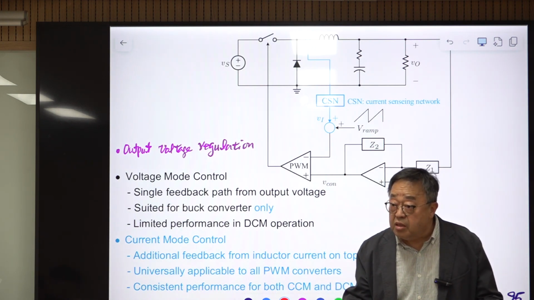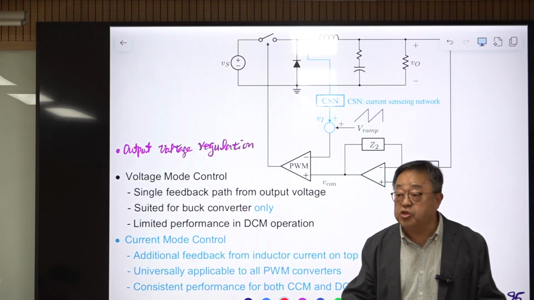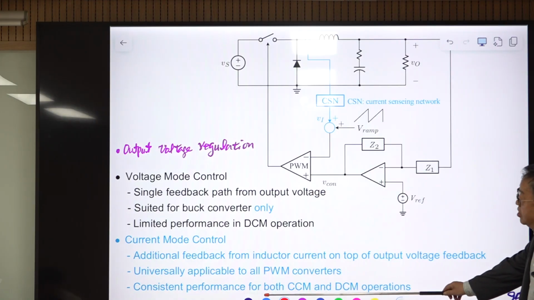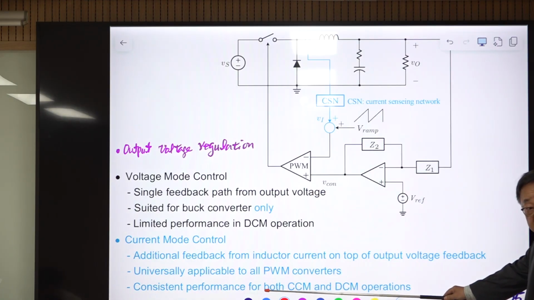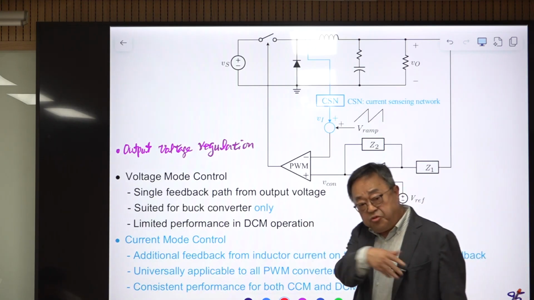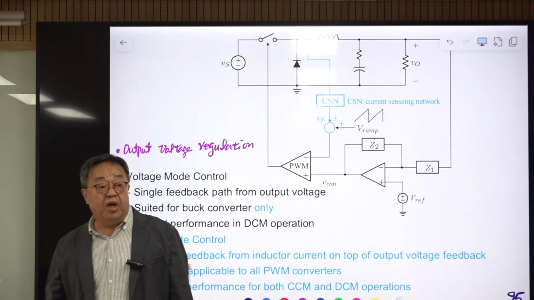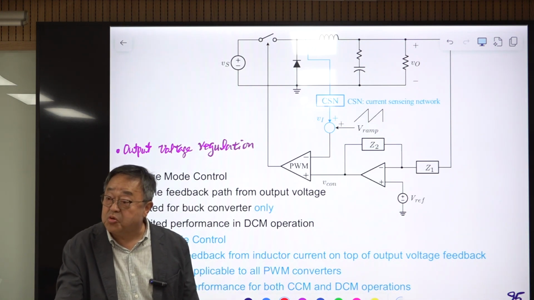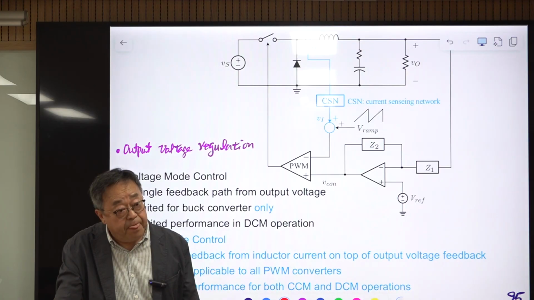Okay, but most people are using current mode control because current mode control is good for the buck converter and other converters. It's good for all converters, all right? And it provides almost consistent performance in CCM and DCM. Maybe you think, I don't care about voltage mode control. I'll ignore all the story about voltage mode control and study current mode control only. That is a very bad idea.